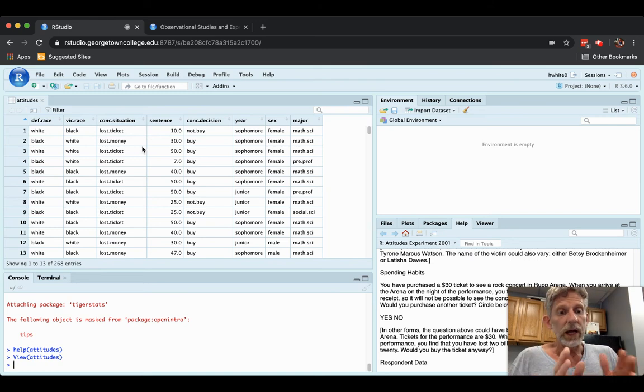And then they were asked the spending habits question. And the variable cons.situation here, cons is short for concert, that describes the scenario that the question presents. And you could either be in the lost.ticket scenario or the lost.money scenario. And the cons.decision variable that you see here, that's the response variable in the study. That's the answer that the student gave. If they wrote down yes, then we write buy here. And if they wrote down no, then we have not.buy. Okay?